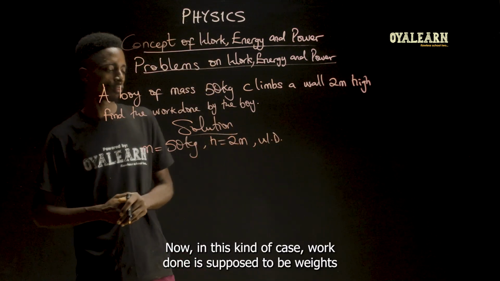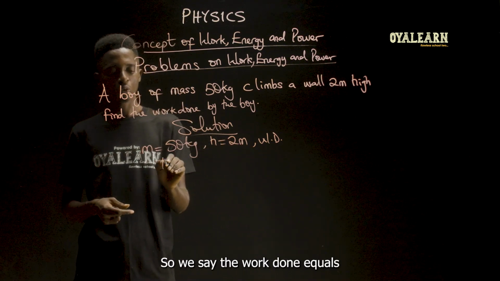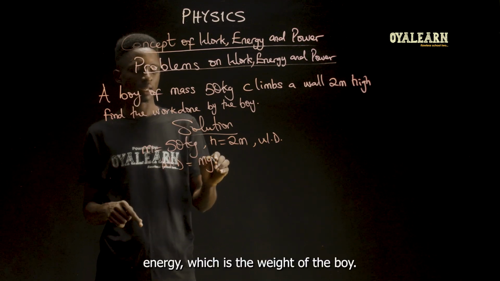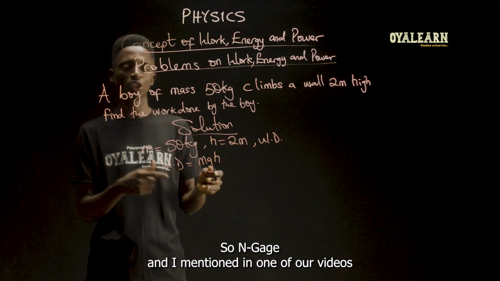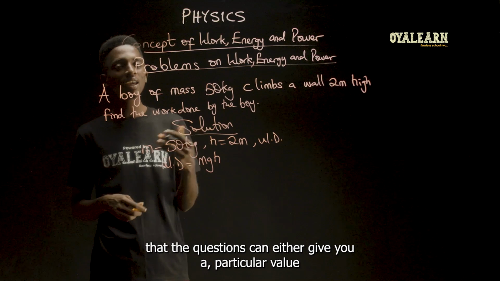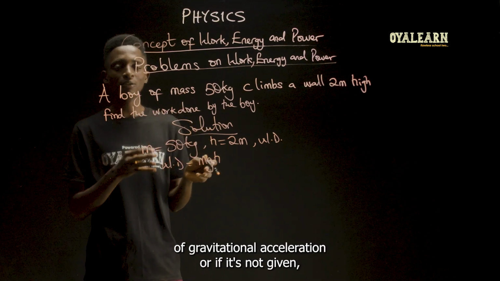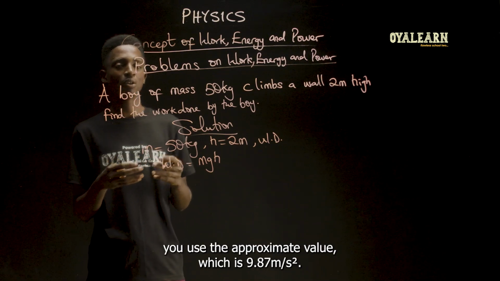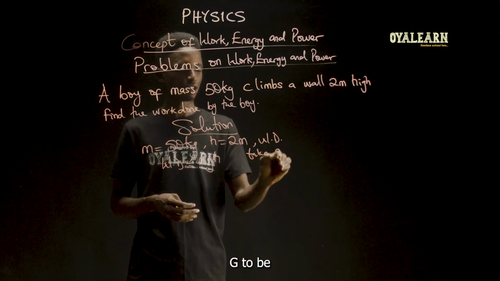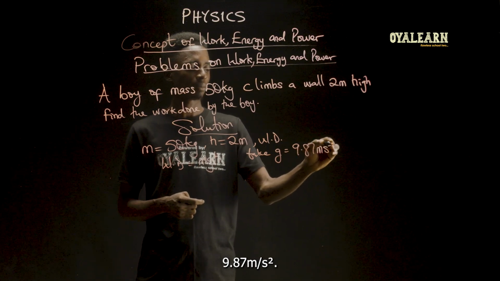Now, in this kind of case, work done is supposed to be weight times displacement, or force times displacement as we know it. So we say the work done equals mg, which is the weight of the boy, then the displacement, which is h, so mgh. And I mentioned in one of our videos that the questions can either give you a particular value of gravitational acceleration, or if it is not given, you use the approximate value, which is 9.87 meters per second squared. So we're going to take g to be 9.87 meters per second squared.